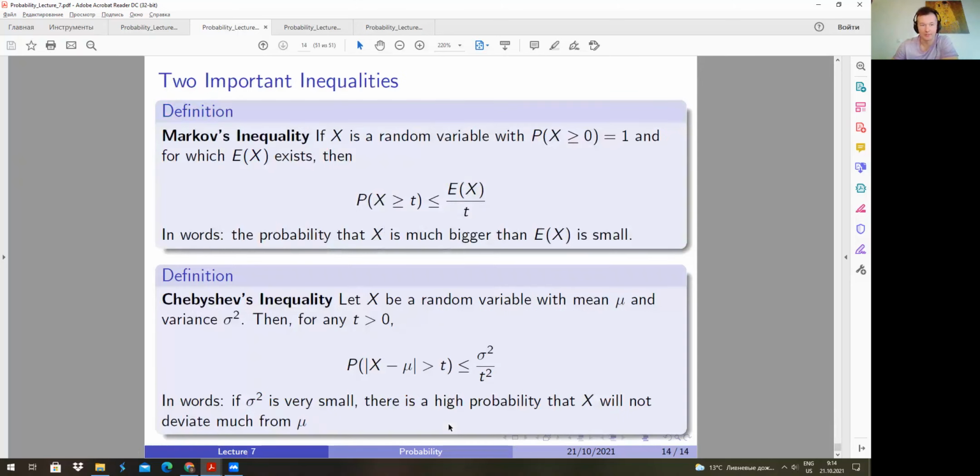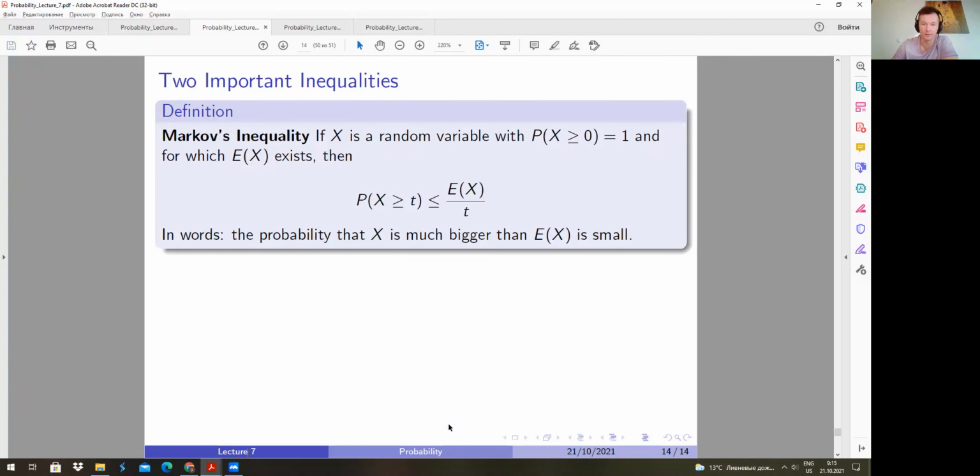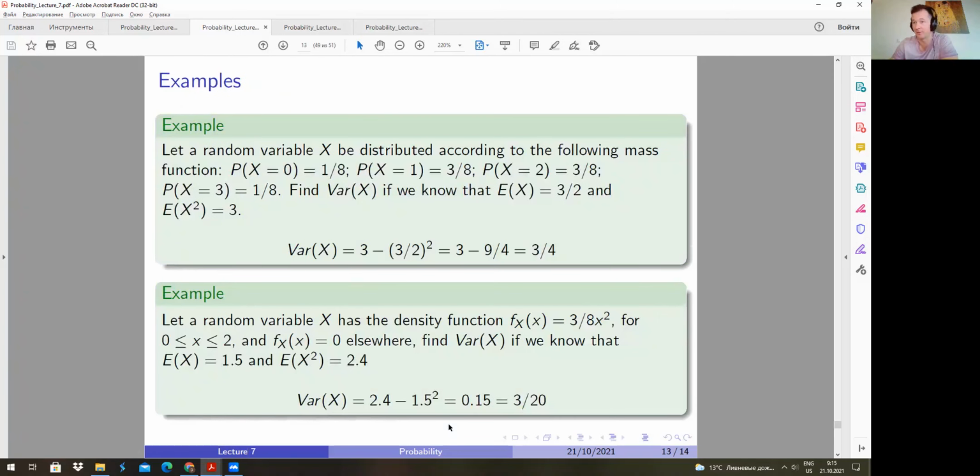Okay, so here we have two inequalities. I will comment on these inequalities in the next class. We will start with these inequalities, so don't worry, they are useful, but I think for today there is enough new information.